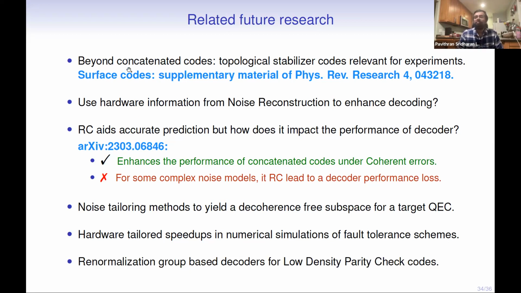Because we made some progress with surface codes, we stumbled upon this interesting decoder for surface codes that's actually based on renormalization group, which kind of ties very old physics ideas with new concepts in quantum error correction. And we have some leads on how to extend it beyond the paradigm of surface codes to something called low density parity check codes, which are the holy grail for fault tolerance.